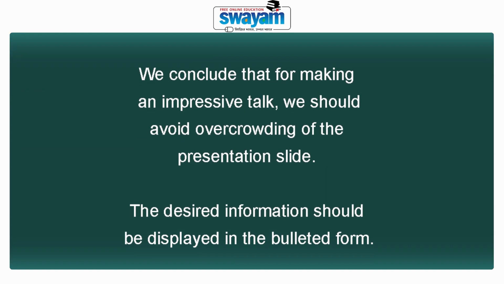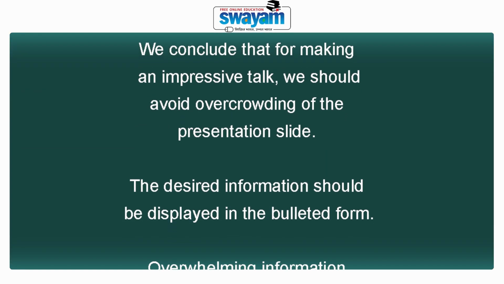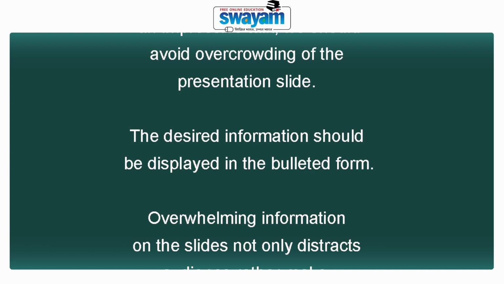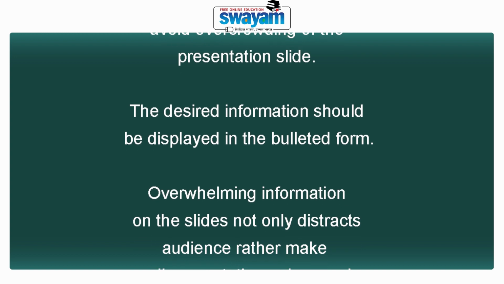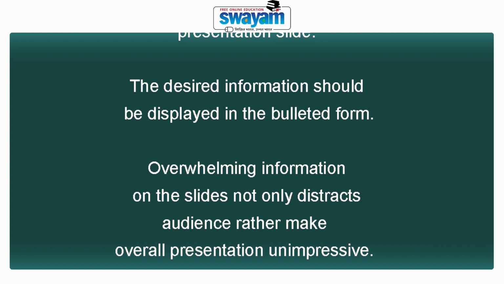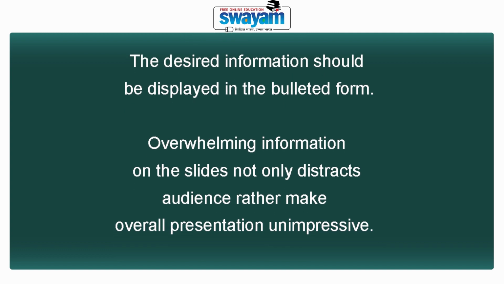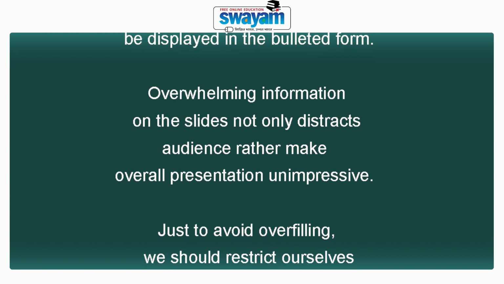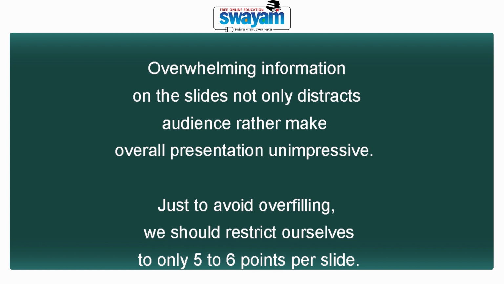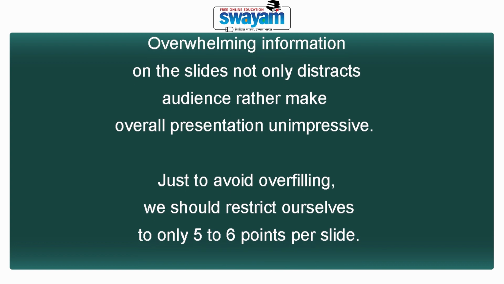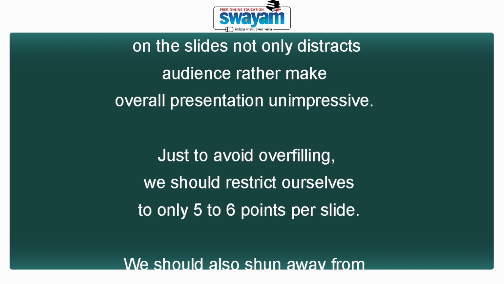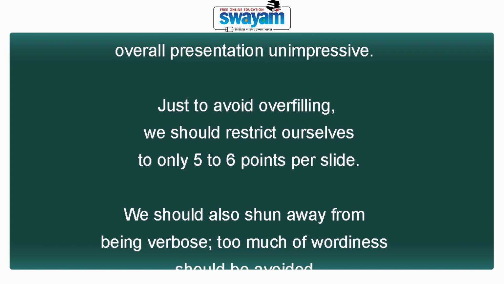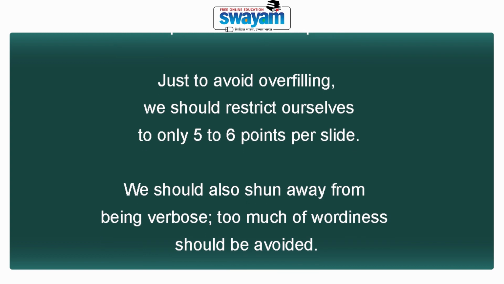We conclude that for making an impressive talk, we should avoid overcrowding of the presentation slide. The desired information should be displayed in bulleted form. Overwhelming information on the slide not only distracts the audience, but also makes the overall presentation unimpressive. Just to avoid overfilling, we should restrict ourselves to only 5 to 6 points per slide. We should also shun being verbose. Too much wordiness should be avoided.